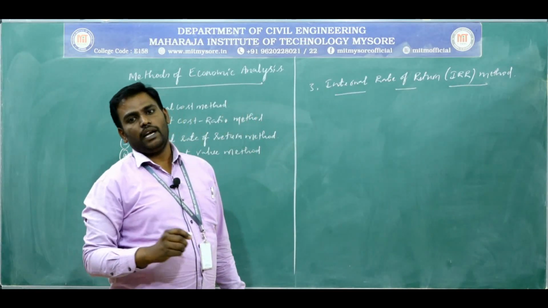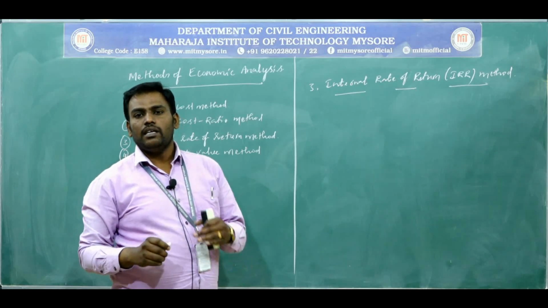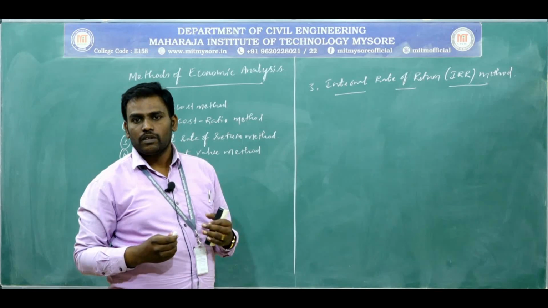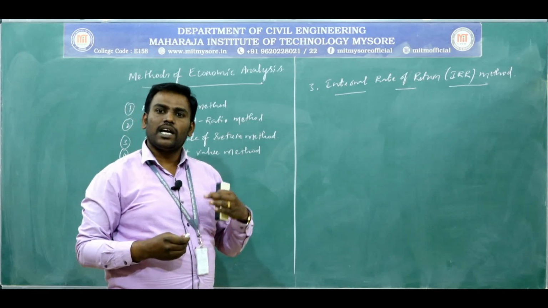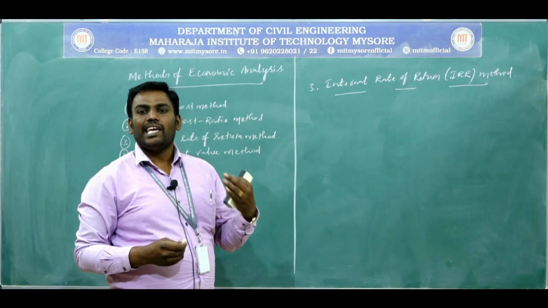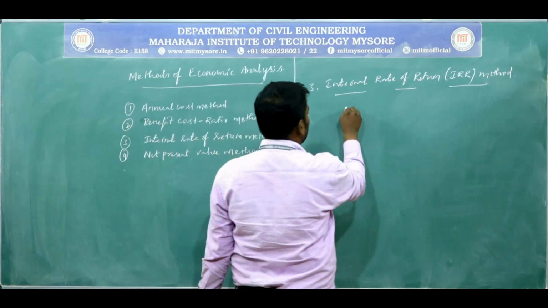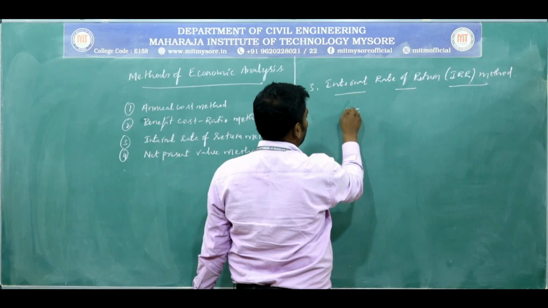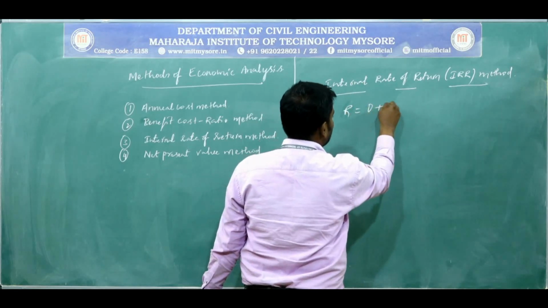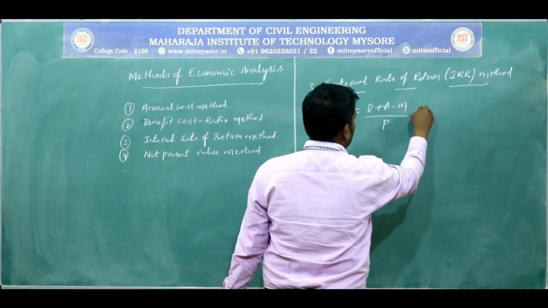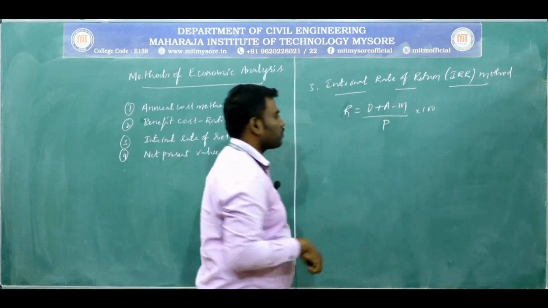In this method, they are going to find the percentage of rate of return for the capital, the percentage of rate of return for the invested cost. The percentage of rate of return R is equal to (O plus A minus M) divided by P, multiplied by 100.